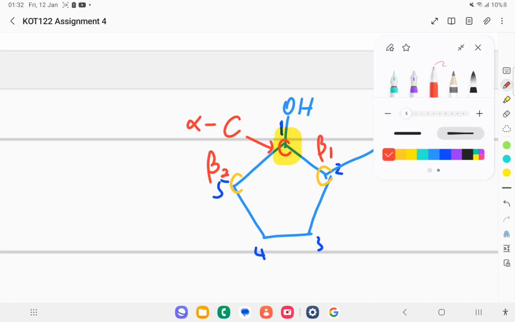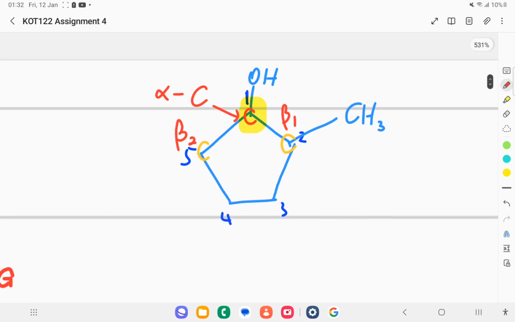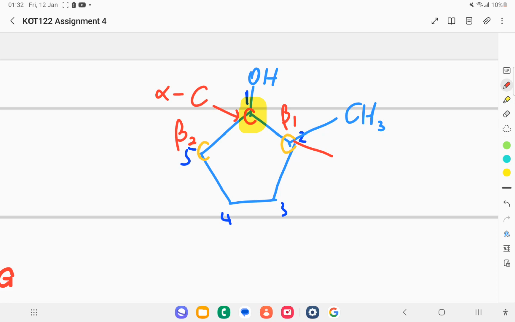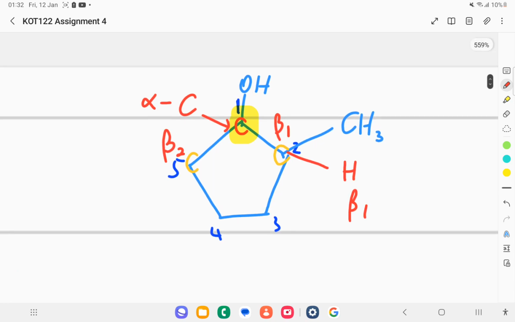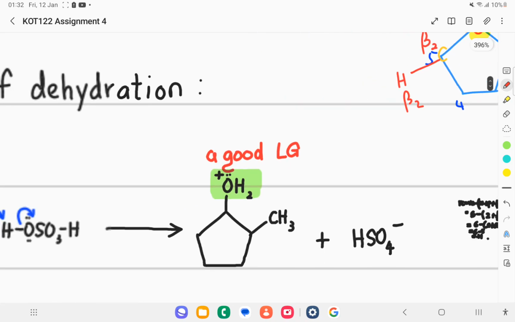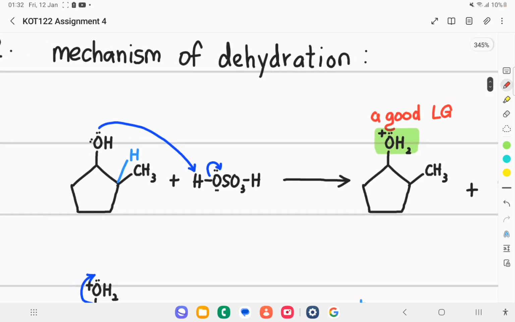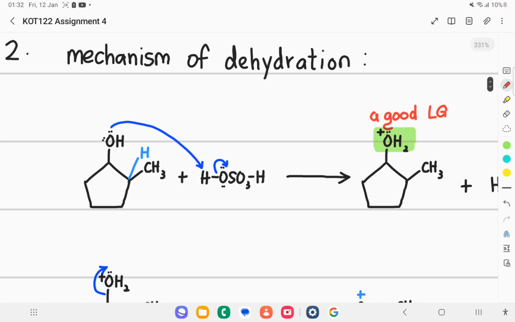Then after you understand all the things, I want to add something. The hydrogen atom that is attached to the beta carbon is known as beta hydrogen. So this is beta hydrogen 1, and this is another, beta hydrogen 2. Then we will continue with our mechanism of dehydration of alcohol by using strong acids.